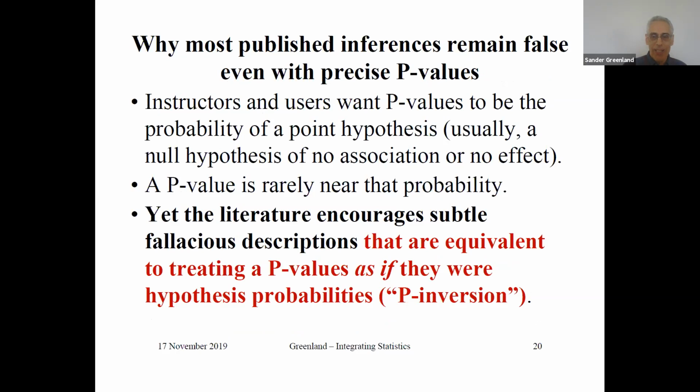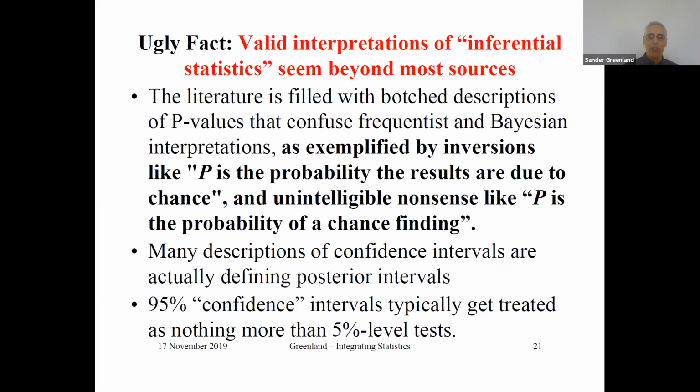And the literature is god-awful. The literature encourages subtle, fallacious descriptions that are equivalent to treating p-values as if they were hypothesis probabilities. That's p-inversion. The literature is full of inversions like defining p as the probability that the results are due to chance, or nonsense like p is the probability of a chance finding. These are, at best, Bayesian probabilities. Many descriptions of the confidence intervals are actually defining posterior intervals.